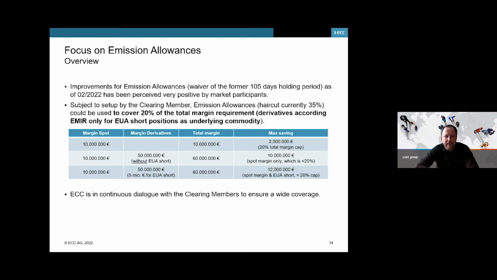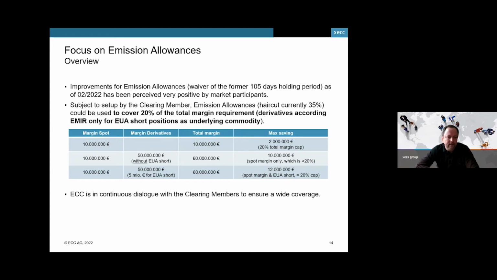Let's take the first line. In the first line, there's a margin requirement on the spot market only. No derivatives exposure, nothing. So the total margin requirement in this case is 10 million, taking the 20% that I said earlier. So a member could use emissions as collateral to cover up to 2 million of its margin requirement by emissions.